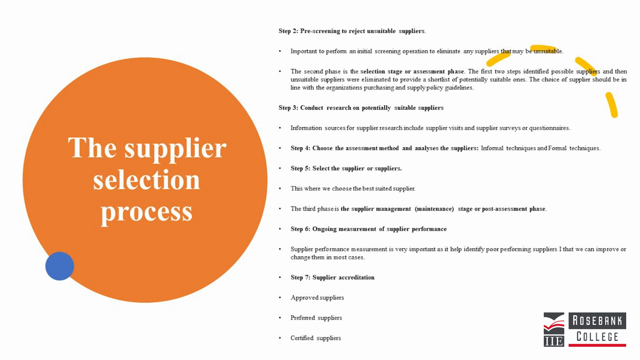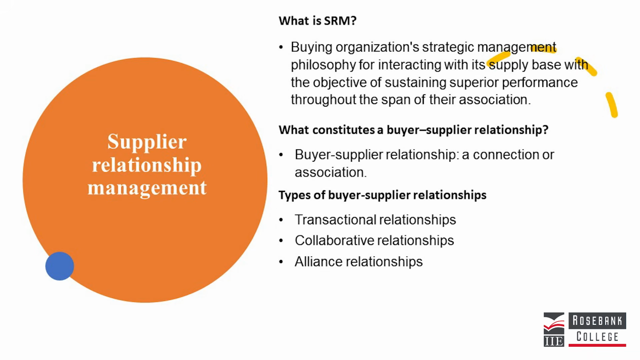The third phase is the supplier management or post-assessment phase, where we have step 6, dealing with the ongoing measurement of the supplier performance. Supplier performance measurement is very important as it helps identify poor performing suppliers that we can improve or change in most cases. Step 7 looks at supplier accreditation, where we have 3 types of accreditation. The first one being approved suppliers, preferred suppliers, and certified suppliers.